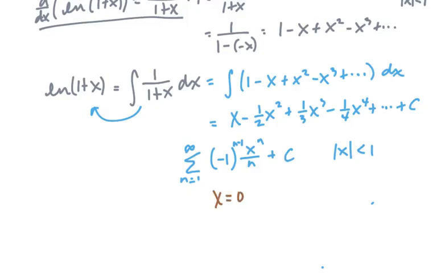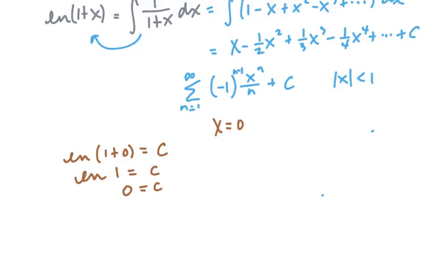So to find the value of c, we're going to put x equals 0 into the equation. On the left-hand side, we have the natural log of 1 plus 0. On the right-hand side, x equals 0, so that means that whole summation is 0 plus c. So natural log of 1 equals c, so c equals 0. So that means this series says the sum from n equals 1 to infinity of negative 1 to the n minus 1, x to the n over n, and then c is 0, so we don't have to say plus 0. We just say absolute value of x is less than 1.